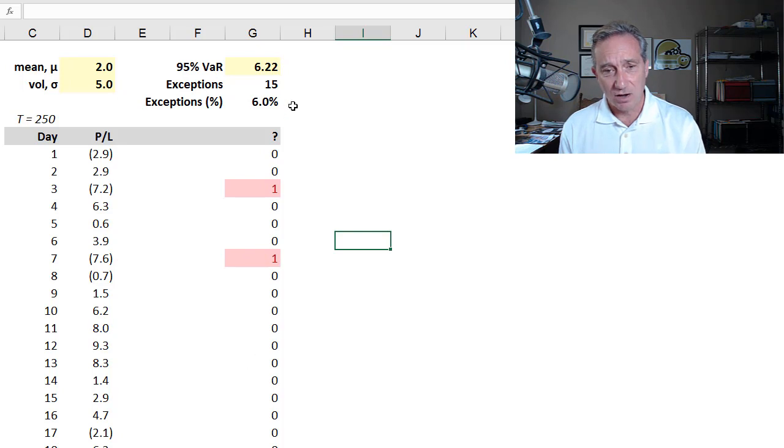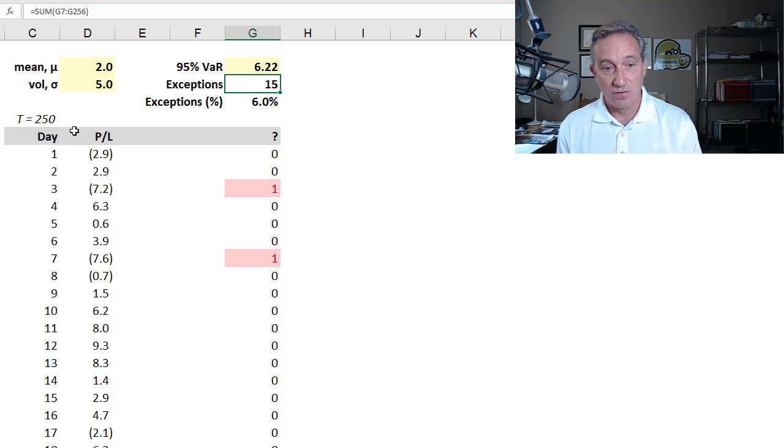So going down all 250, this cell simply counts the sum. And in this particular random simulation, or this particular trial, there were 15 exceptions. In other words, over the past year of 250 trading days, we happened to observe 15 days with a loss that's worse than the VaR, and that is 6% of the 250.